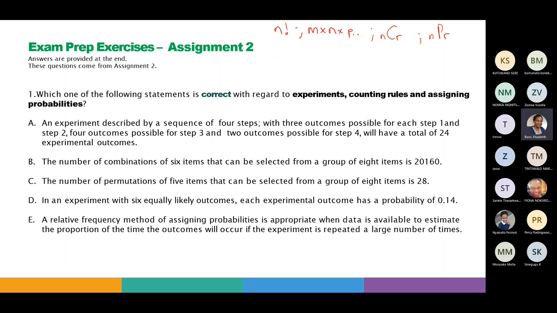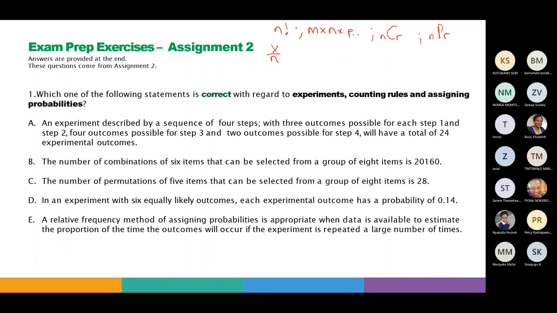And in an experiment with six equally likely outcomes, each experimental outcome has a probability of, and that is what we call assigning probabilities. When we assign a probability, an experiment will have the observations satisfying that event divided by the number of the total outcomes, or the sample space. That is the formula that you will use when you assign probabilities. So you will need to know how to calculate that.